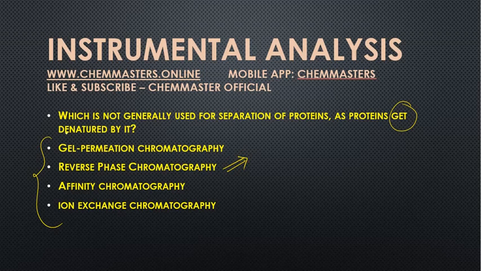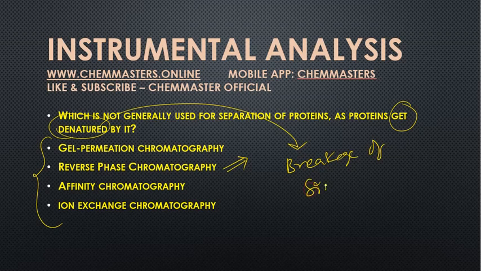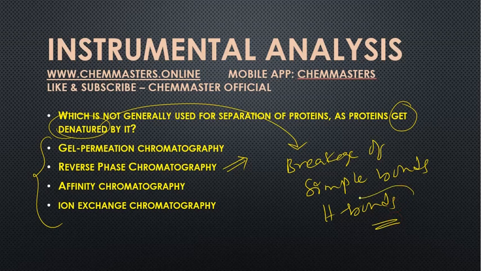First, just try to know what protein denaturation is. Protein denaturation means the breakage of simple bonds like hydrogen bonds. We can see hydrogen bonds play a major role in proteins. We can see different structures: primary, secondary, tertiary and quaternary protein structures. So the hydrogen bonds play a major role in those different types of protein structures.